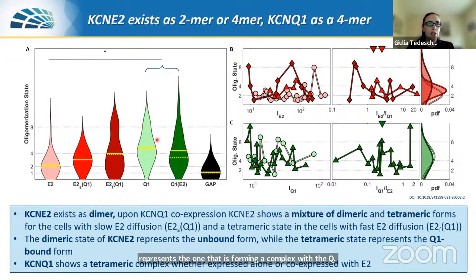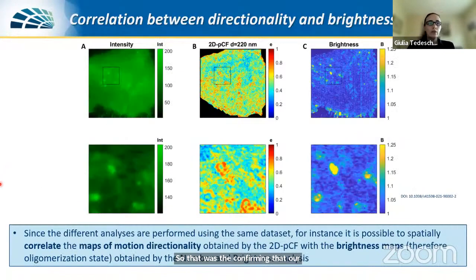subunit. You can see here that Q1, whether expressed alone or co-expressed with E2, shows a tetrameric complex on average. That is what is reported in the literature, of course with other techniques, so that confirmed that our analysis was correct. One thing that I would like to mention is that, since all of this analysis is done on the same data set, you can build maps.